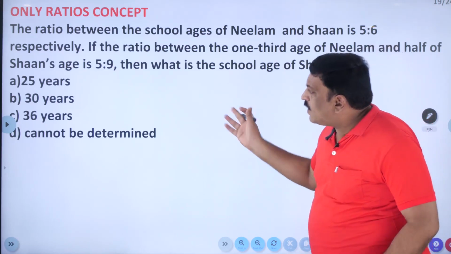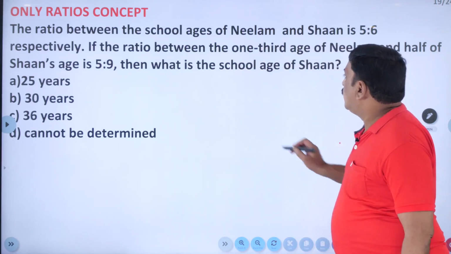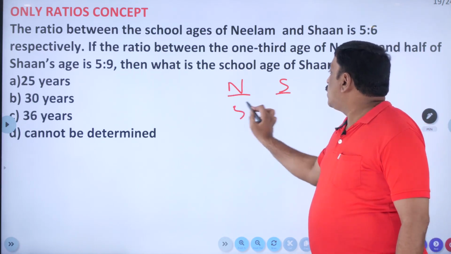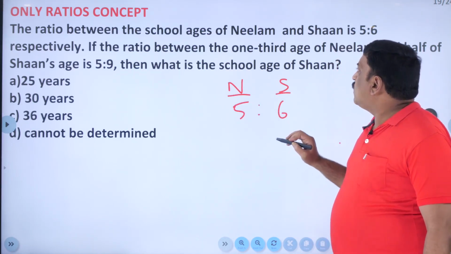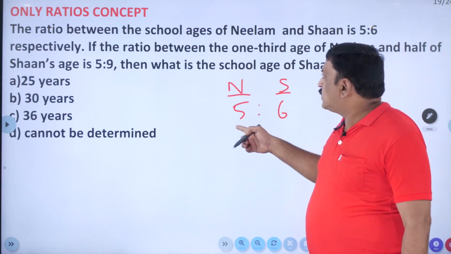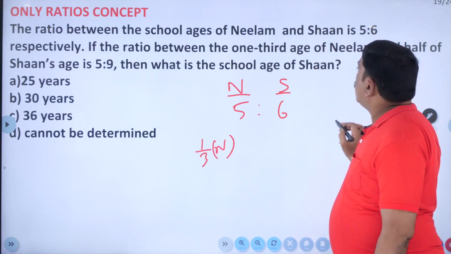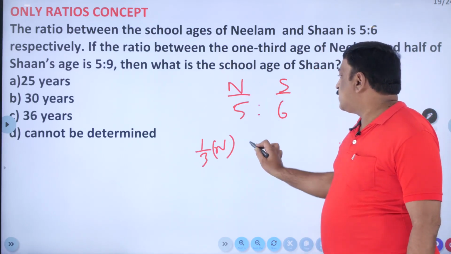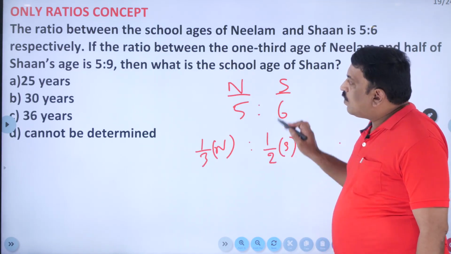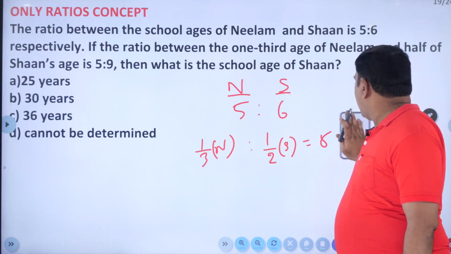Let us try with the options directly, we will do that one. The ratio between the school ages of Neelam and Shan, so here Neelam is there, Shan, both, the ratio is what? 5:6. If the ratio between 1/3 age of Neelam and half of Shan's age, half of Shan, that will be equal to how much? 5:9. Okay, you have two pieces of information.